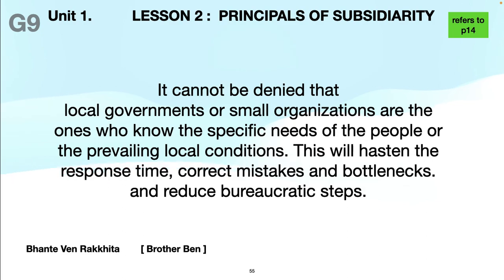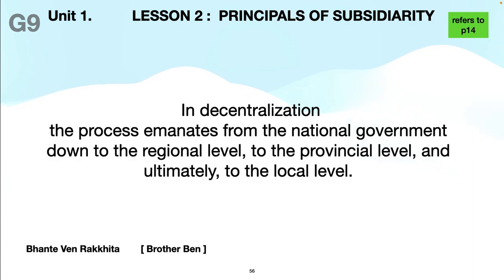Okay, this will hasten the response time, how quickly it responds, correct mistakes. A bottleneck is where you get too many things trying to get through a very small system. Like a bottle is quite big in the base and the neck is very thin, so everything gets slowed down there. That's just like what happens with a complicated issue in an office where there's maybe one person trying to deal with 2,000 issues. So it will take very long. So this will reduce bureaucratic steps done in the offices, central offices. In decentralization, the process emanates, that means goes out from, the national government down to the regional level, to the provincial level, and ultimately to the local level.